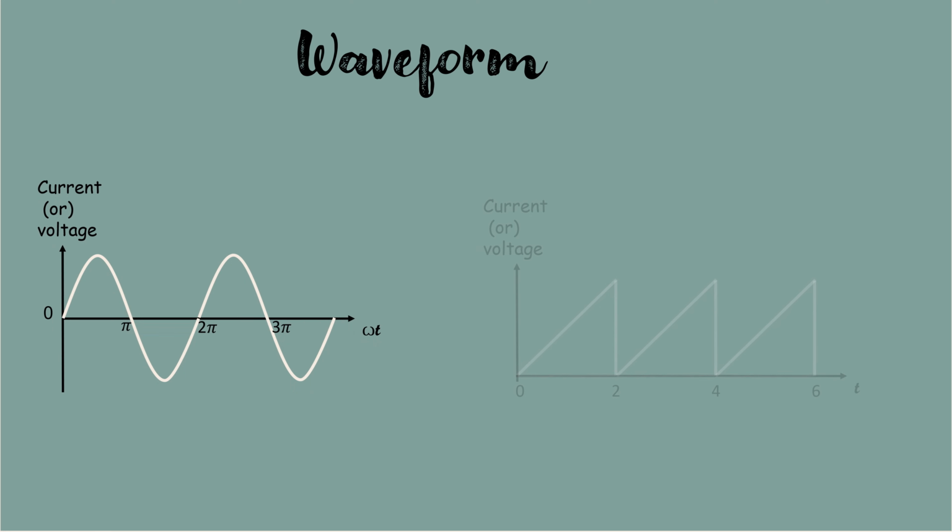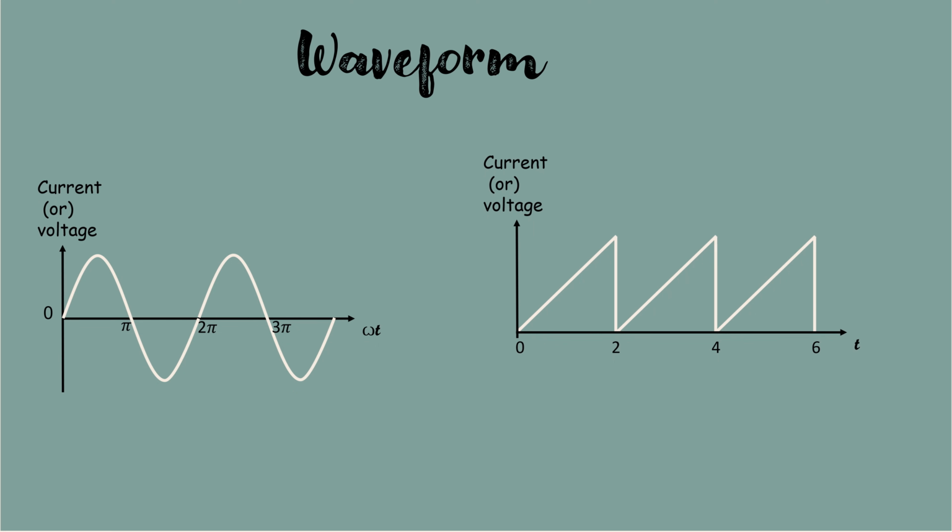Electrical waveforms are basically a graph that represents the variation of voltage or current over time. Now let's see what the cycle and period of a waveform are. If we consider the sine wave, the region between 0 to 2 pi is regularly repeated. Therefore, this region is called the cycle of the sine wave.